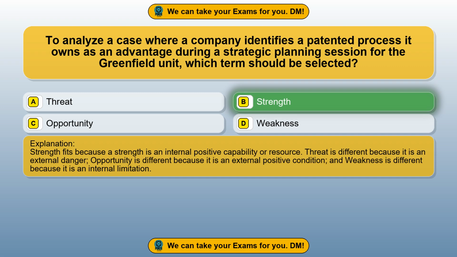Strength fits because a strength is an internal positive capability or resource. Threat is different because it is an external danger. Opportunity is different because it is an external positive condition, and weakness is different because it is an internal limitation.